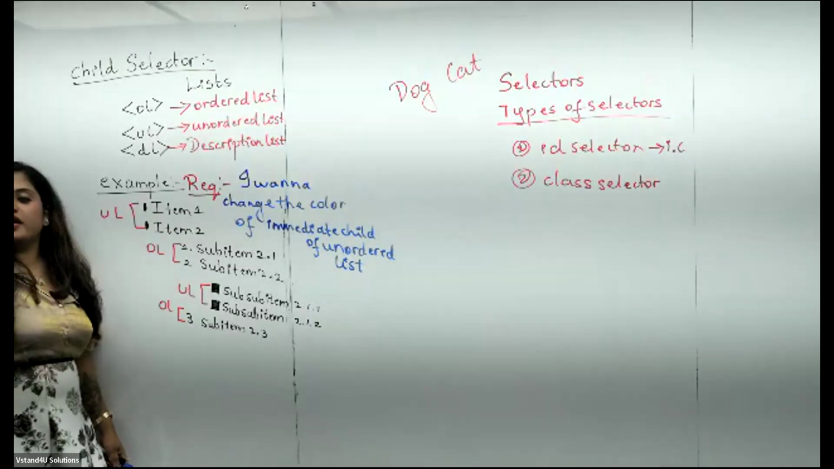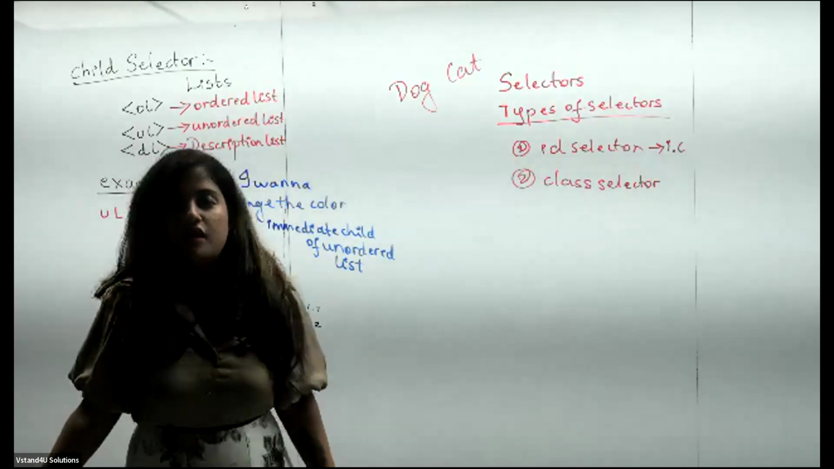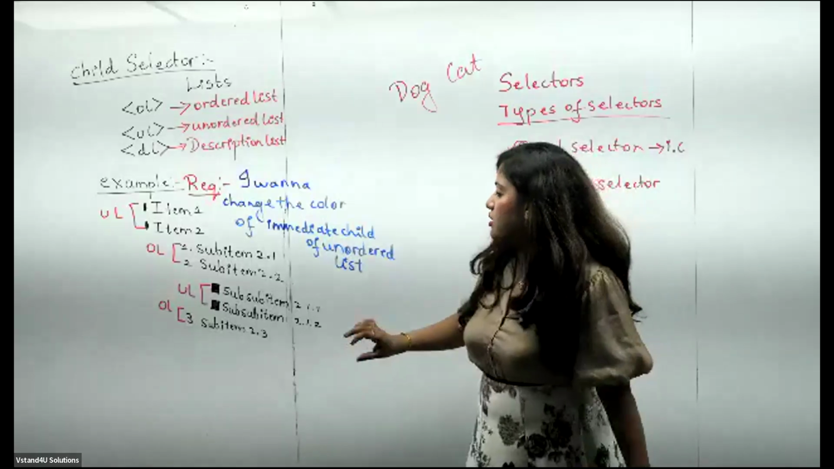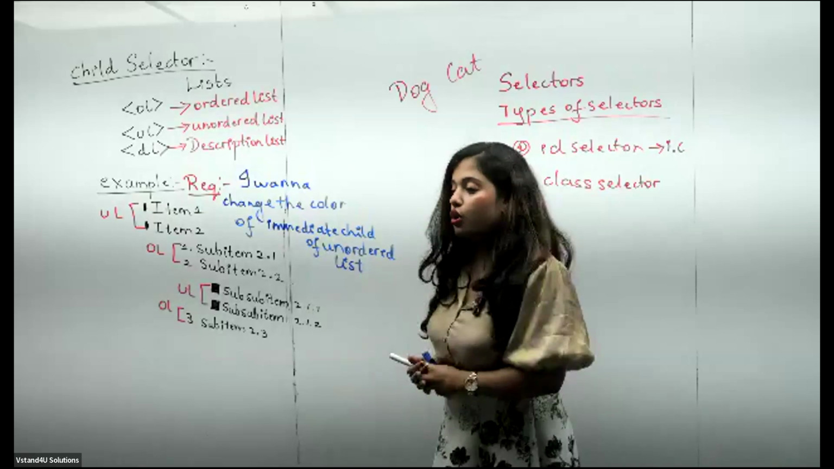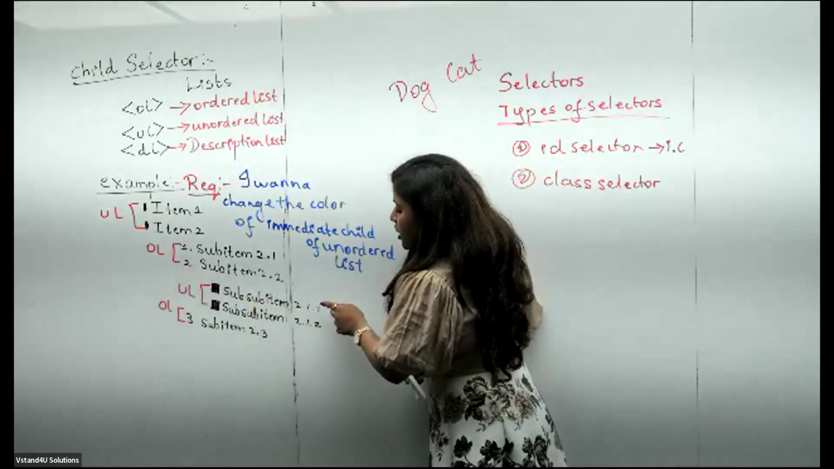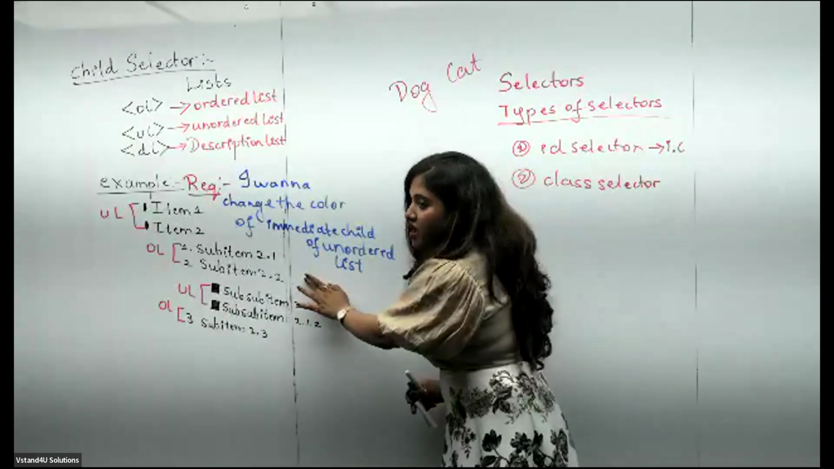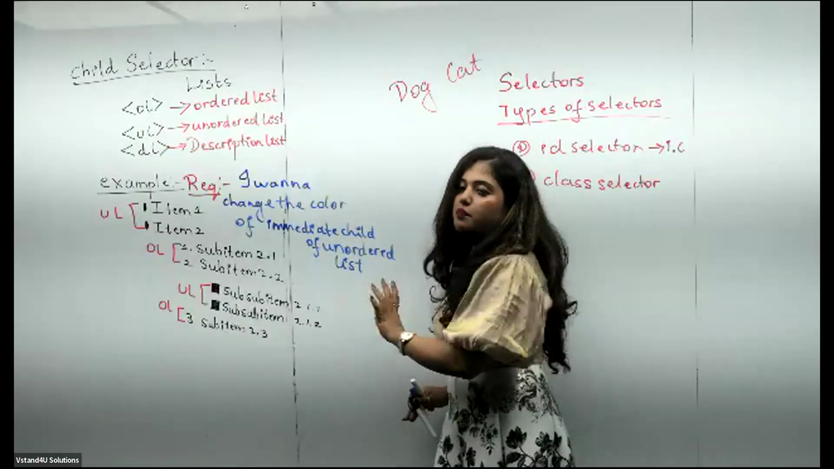Can I say to my father, dress like my mother and walk like my mother? Can I say like this? No, no. In the same manner, unordered list and ordered list have no match. So for this subitem 2.1.1, there is one parent element, but that is an imaginary parent element.